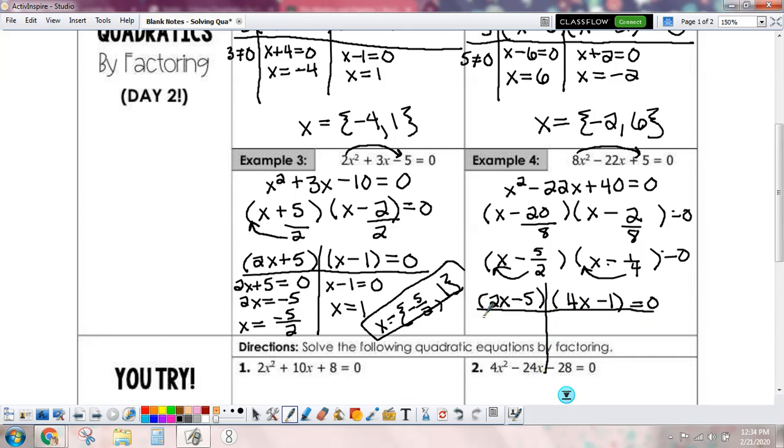So now I have this, and I've got 2x minus 5 equals 0. Add 5, divide by 2, so x equals 5/2. And then over here, I have 4x minus 1 equals 0. Add 1, divide by 4, x equals 1/4. So your solution here is 1/4, 5/2. Now it's your turn.